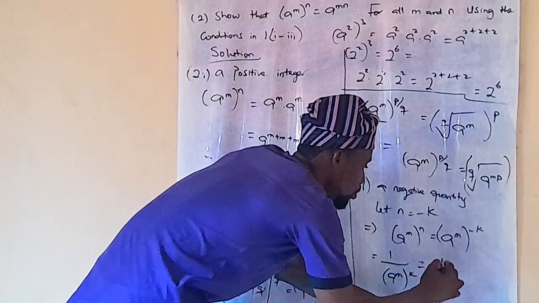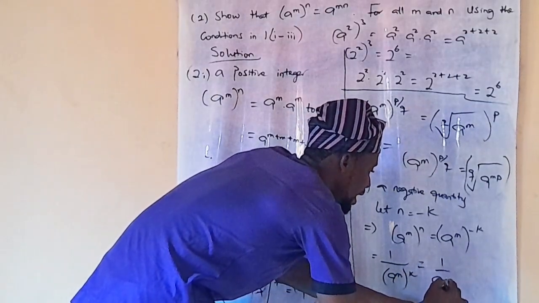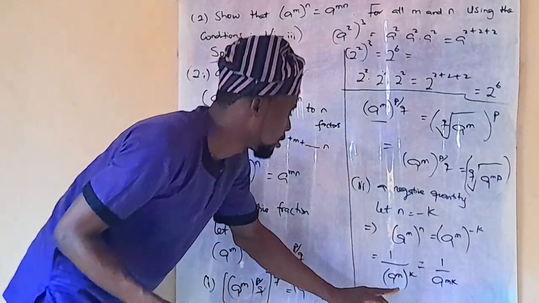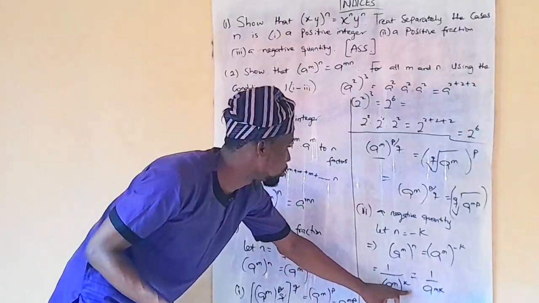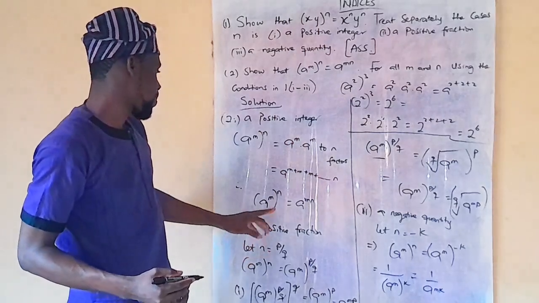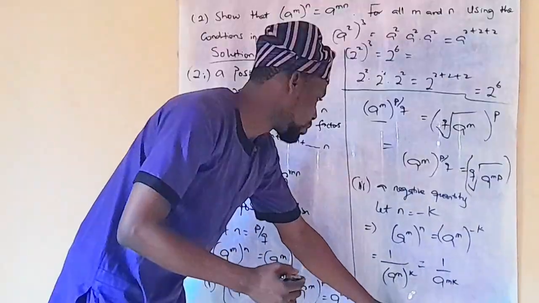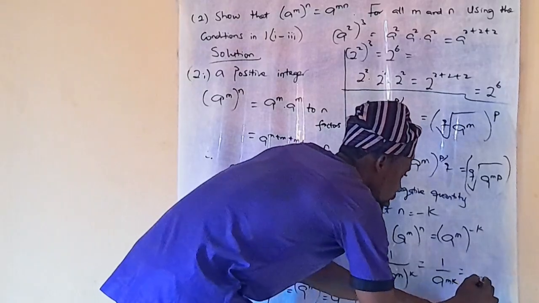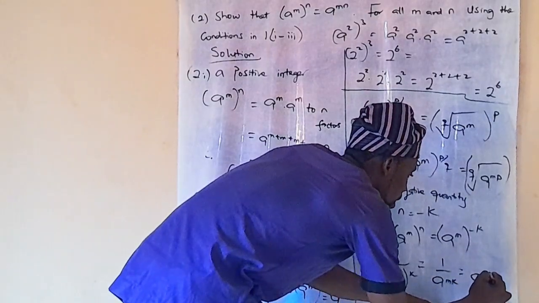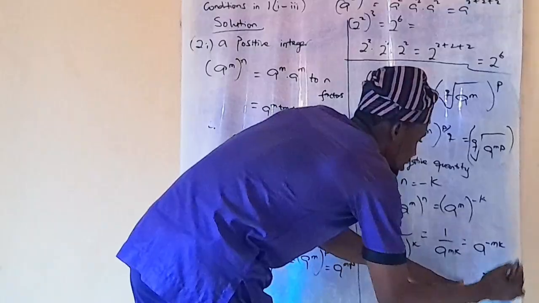So which now leaves me with 1 over a raised power mk. Why? I have a base with a power, and another power. So just like what we did here. Alright? So, which now leaves me in indices also as a raised power minus mk. So they are still the same thing.